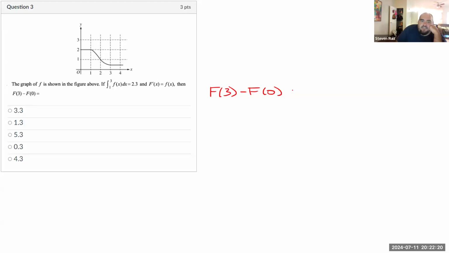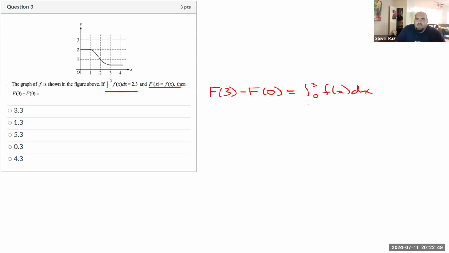F of 3 minus F of 0, given that we have functions, capital F and lowercase f, that are related this way, then this expression has to be equal to the integral from 0 to 3 of lowercase f of x dx. Do I know what the integral from 0 to 3 of f of x dx is? No. But I know what part of that integral is.